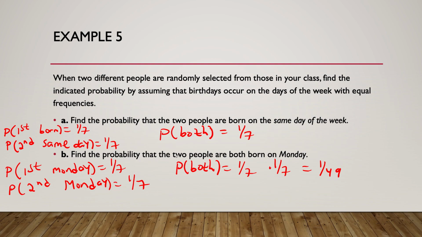But for the probability that two people are both born on Monday, the probability that the first is born on Monday is 1/7. The probability that the second is born on Monday is also 1/7. But now for both of them, we multiply the two probabilities to get 1/49.